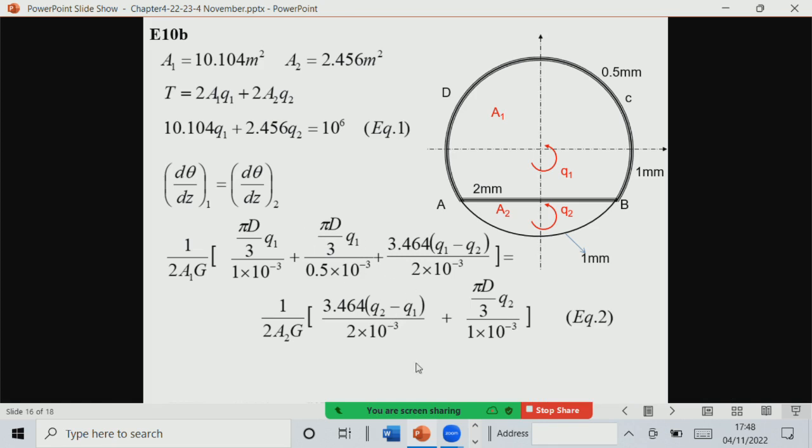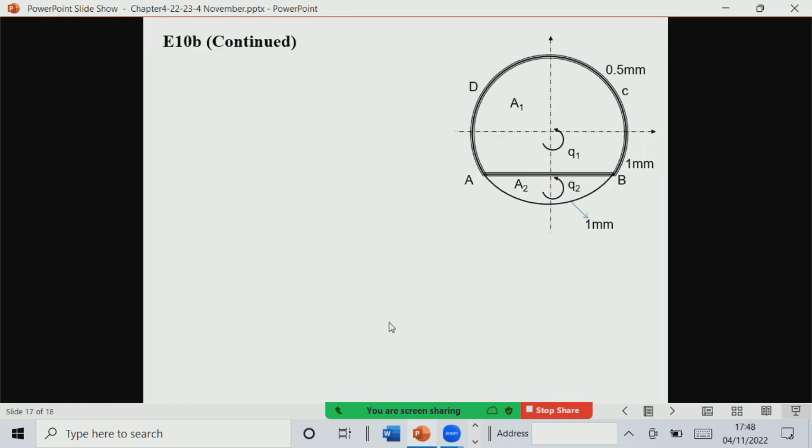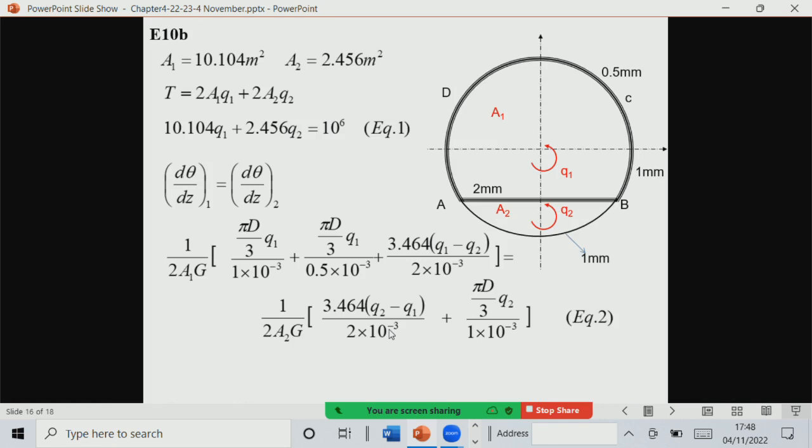Now if I substitute the values and equate these two equations, then I can find a relation between Q1 and Q2. Then combining it with the equilibrium equation, we can find the two unknowns, Q1 and Q2. Once we've got it, using either this or this one, we can find the angle of twist or rate of twist. If there are no questions on this slide, I move on.